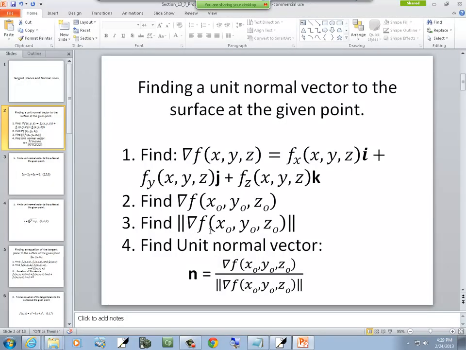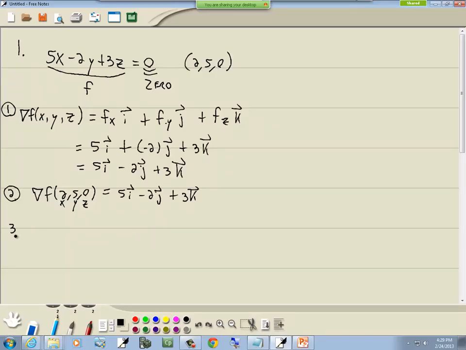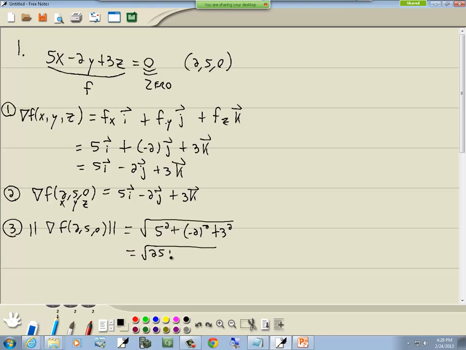Then the next step is to find the magnitude of that. So the magnitude of that will give us the square root of 5 squared plus negative 2 squared plus 3 squared, which gives us 25 plus 4 plus 9, which gives us 38.